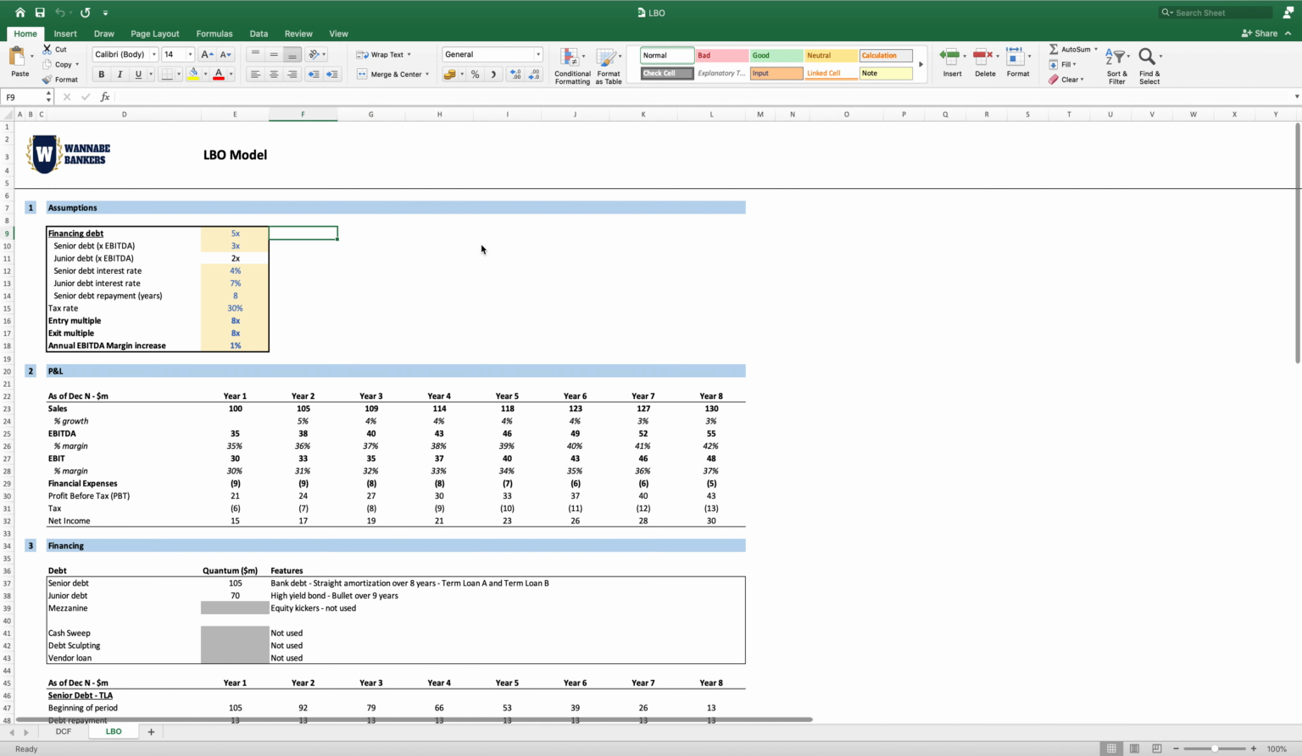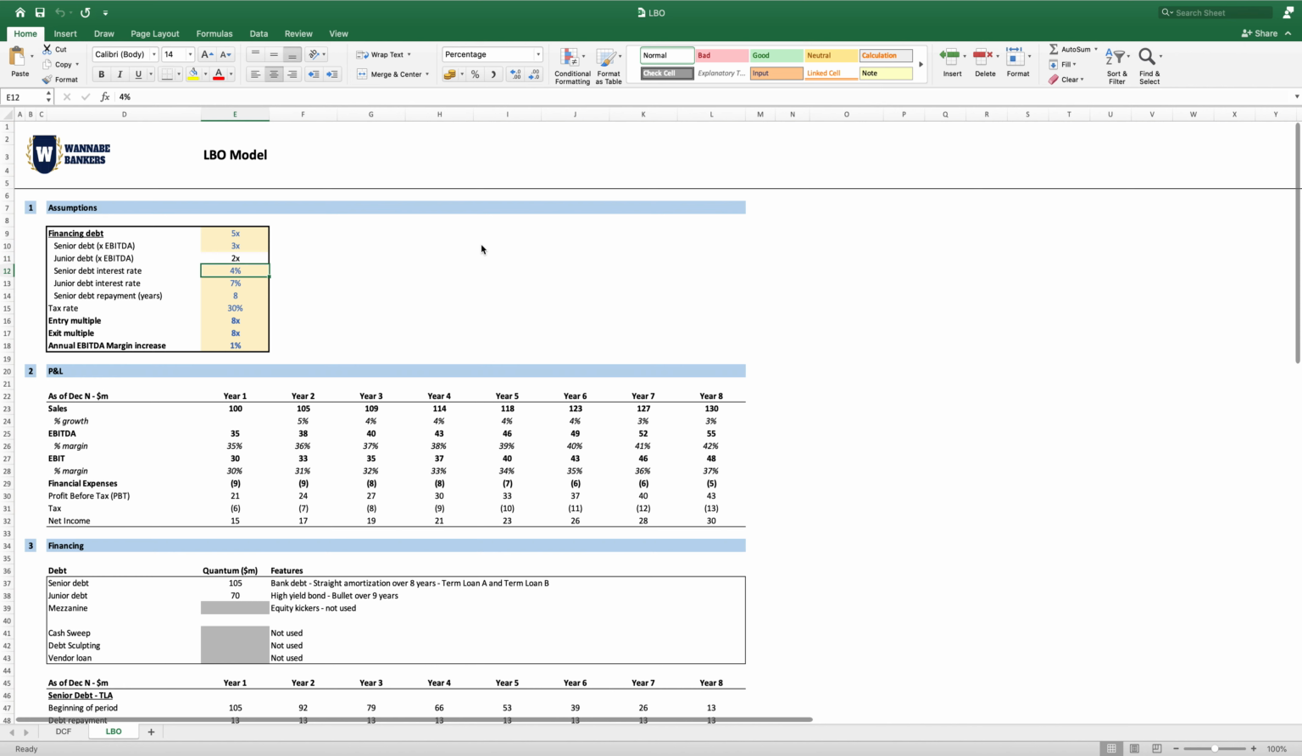So as always, we start with the assumptions block. Here we would need to take a view or an assumption regarding the financing debt. It is usually expressed as a multiple of EBITDA depending on the company and the cash flow profile of the company and the industry, whether there is volatility or not, etc. So here I assume that such target company can assume a financing of 5 times EBITDA. This is usually spread across senior debt and junior debt.